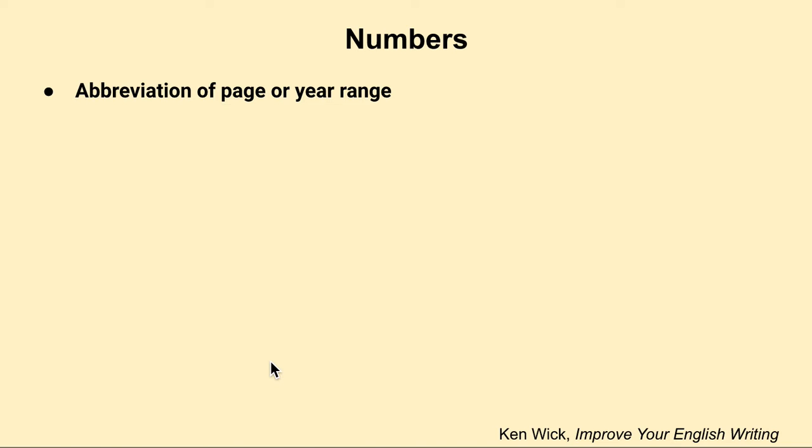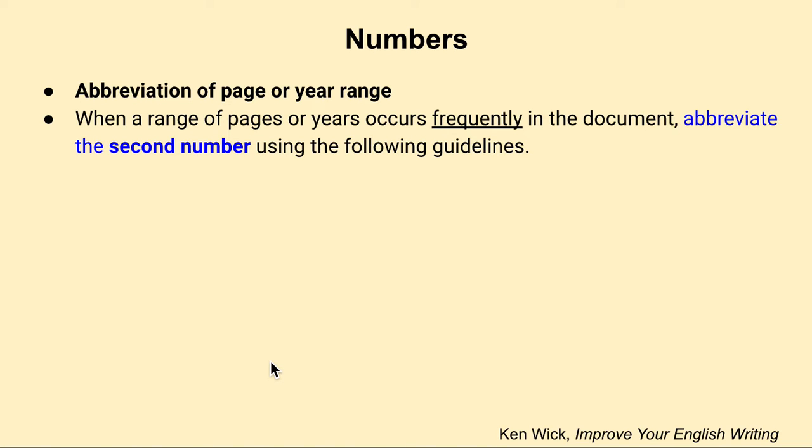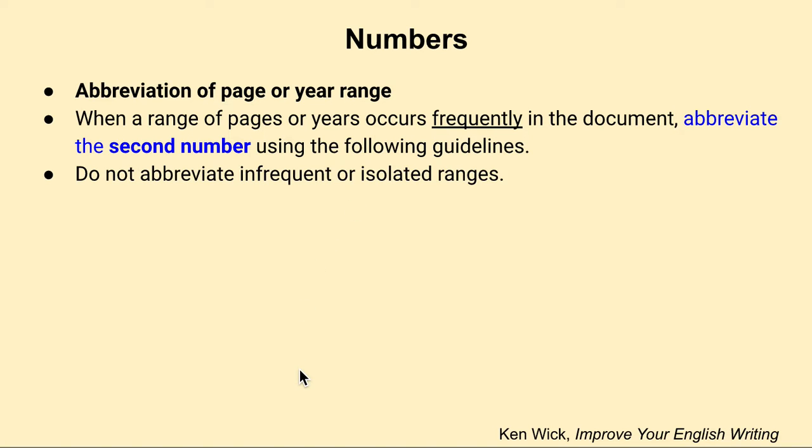But let's talk about the abbreviation of page and year ranges. When a range of pages or years occurs frequently in the document, abbreviate the second number using the following guidelines. This occurs in academic work, especially with source citation, when you're citing a page range, the second number is often abbreviated. So when that occurs, use these guidelines. And you do not abbreviate infrequent or isolated ranges. It has to be frequent.